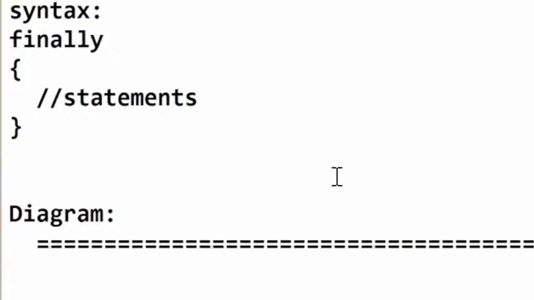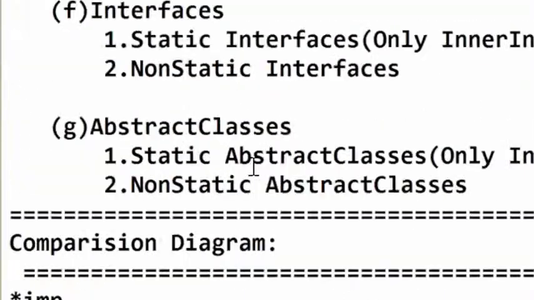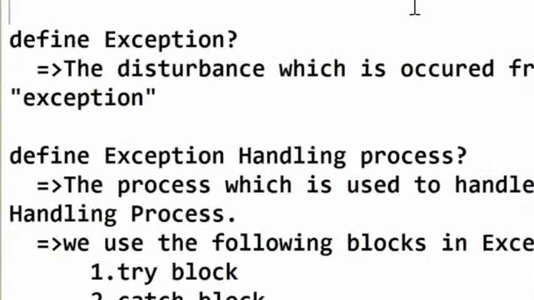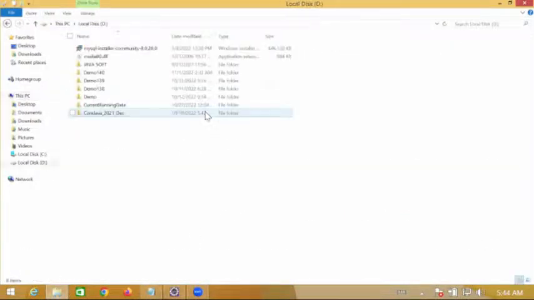Okay, right. Let me repeat once and write the continuation code once. So the last class on Friday, we started the exception handling process. The discussion is still going on. Okay, right. Let me repeat what happened in the Friday class.